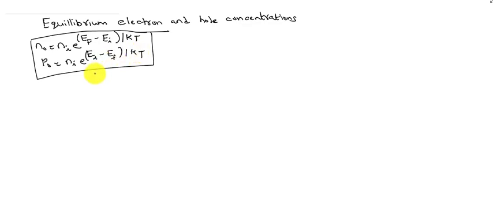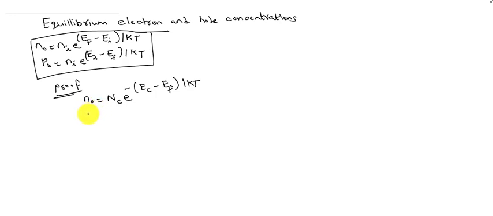So in this section, we are going to prove these two equations. Proof. In the previous lecture, we studied the equation for n0, the equilibrium electron concentration, in terms of effective density of states. That is, n0 is equal to Nc into e raised to minus of (Ec minus Ef) by kT. This is the expression for equilibrium electron concentration in terms of effective density of states.